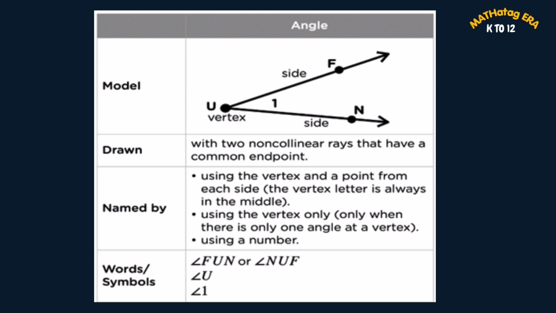And meron tayong third method, using a number. Sometimes, an angle is labeled with a number. In the figure, the angle is labeled 1. Therefore, pwede natin siyang pangalanan na angle 1. So, when naming an angle using three letters, the middle letter must always be the vertex. Angle FUN, angle NUF. So, both have U in the middle.